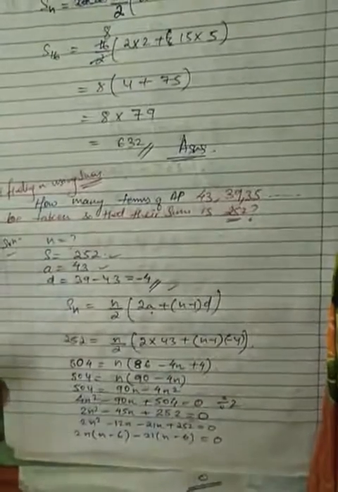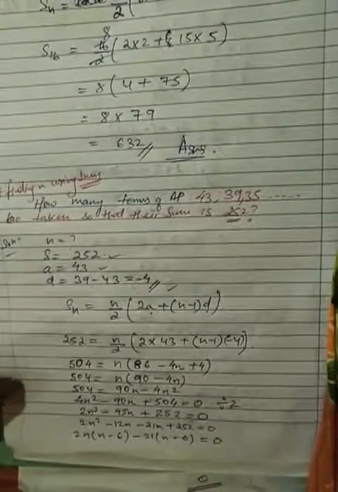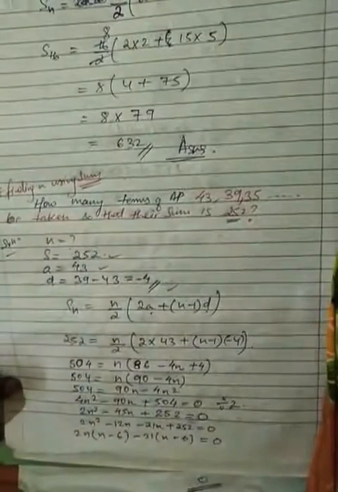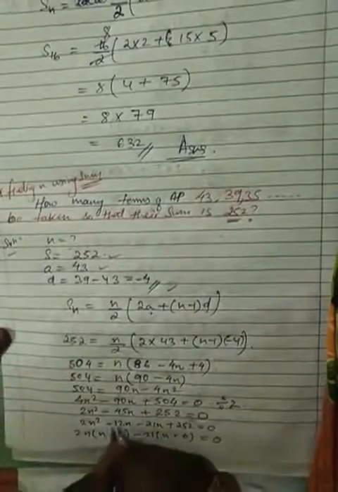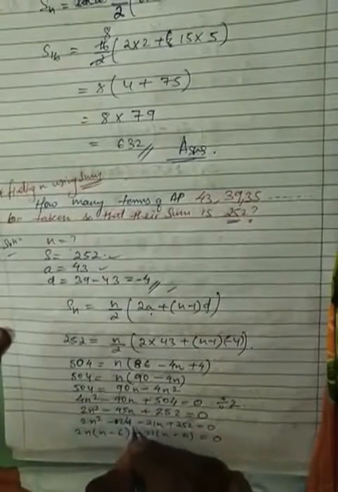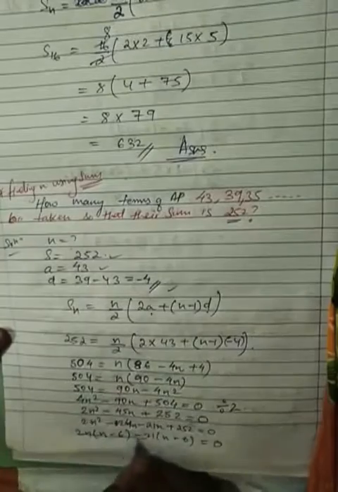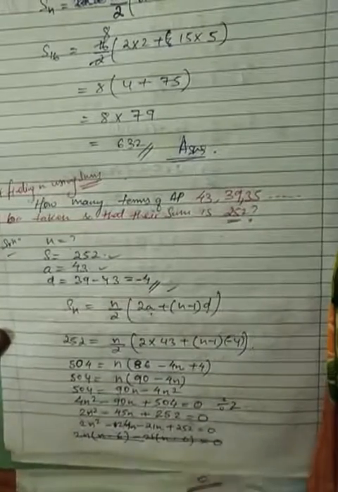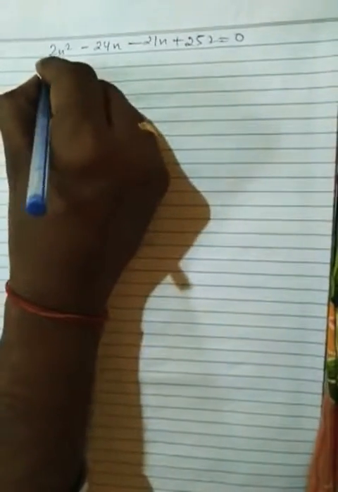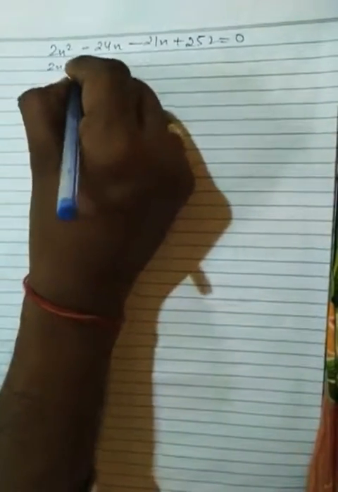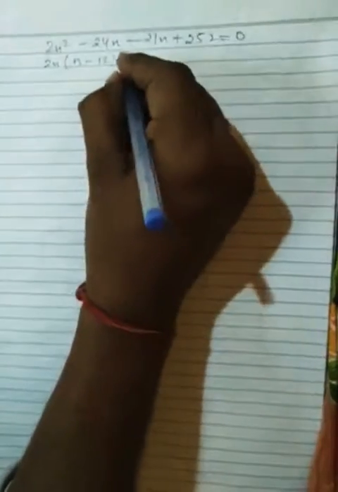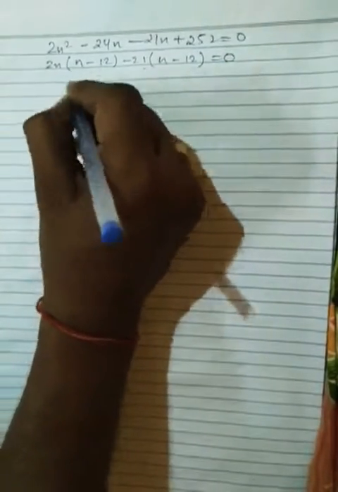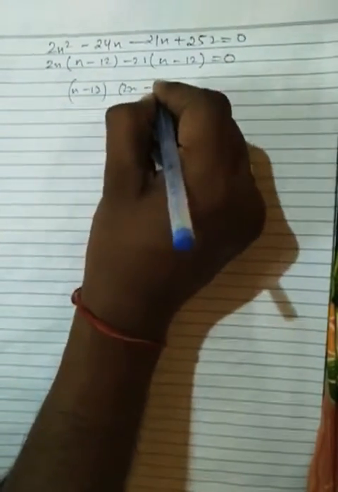Clear? Okay, so therefore what we're getting here, the numbers are 24n minus 21n. Okay, so we'll calculate with this. 24 and 21 are the numbers. Now take out the common from the middle term splitting. 2n common will give you n minus 12, minus 21 common, n minus 12 equals 0. So therefore it gives you n minus 12 into 2n minus 21 equals 0.